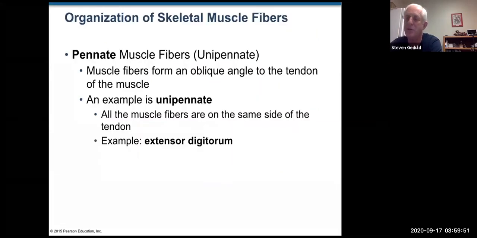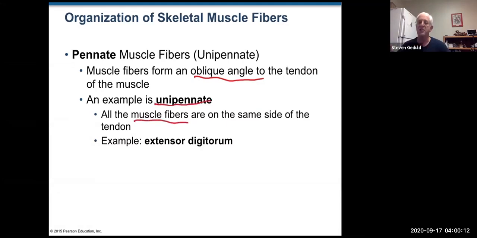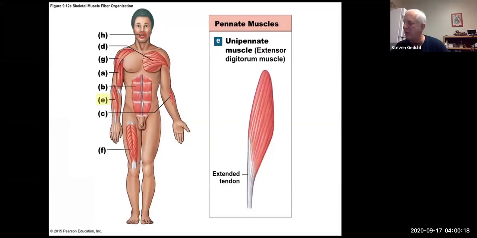Pennate muscles. There's unipennate, bipennate, and multipennate. Pennate muscles form an oblique angle to the tendon of the muscles. So it allows the bone to pull at an angle. Unipennate, all the muscle fibers are on the same side. So in unipennate, all the muscle fibers are on the same side of the tendon, like the extensor digitorum. Extends the digits of your hands or your foot. Okay, so this is a unipennate. Here's the tendon that comes down, and all the fibers are on the same side of this tendon. So that's unipennate. And that's an extensor muscle, extensor digitorum. Extends the digits.